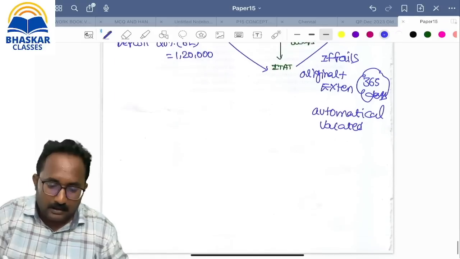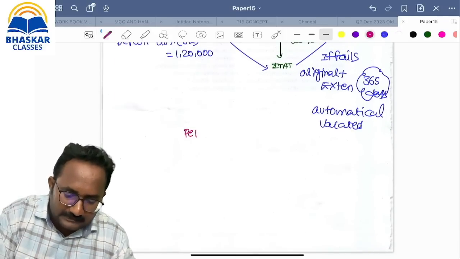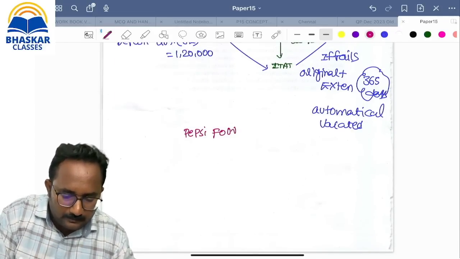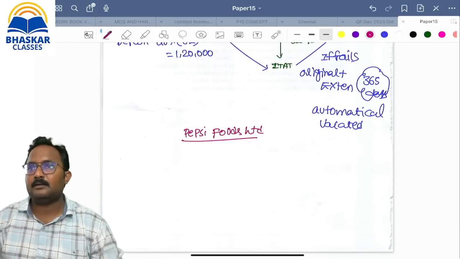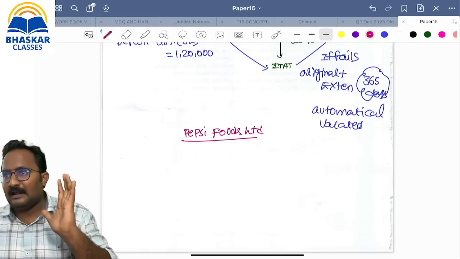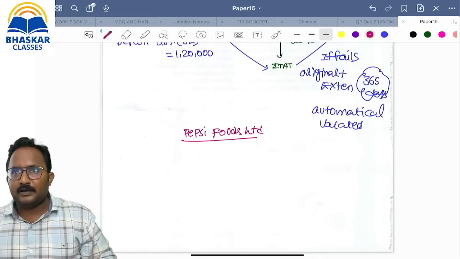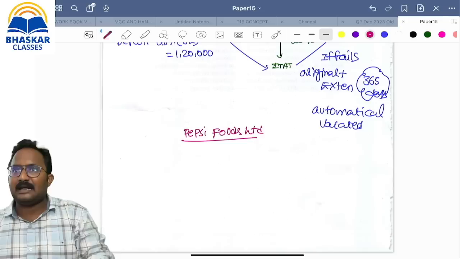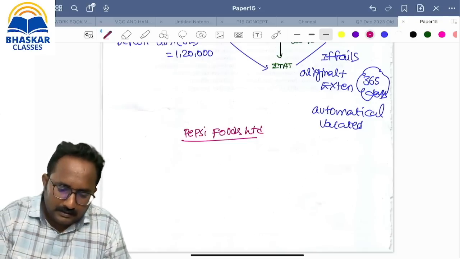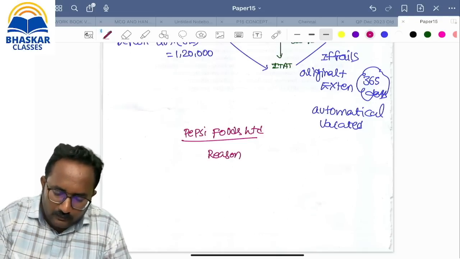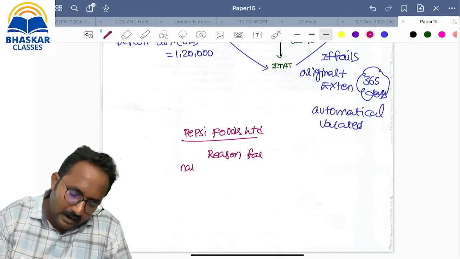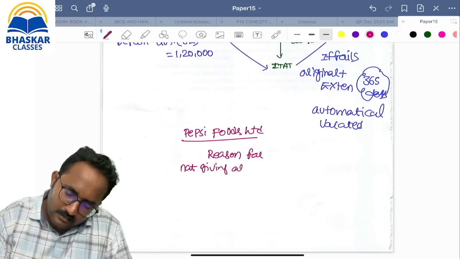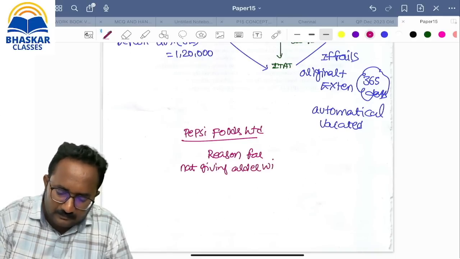Remember, as per one case law, if you want to write that answer, it is Pepsi Foods Limited. In that case this argument did not happen: after 365 days, or even within 365 days, you are doing time pass, so why should I bear the payment of tax? So the reason for not giving the order within the time matters.